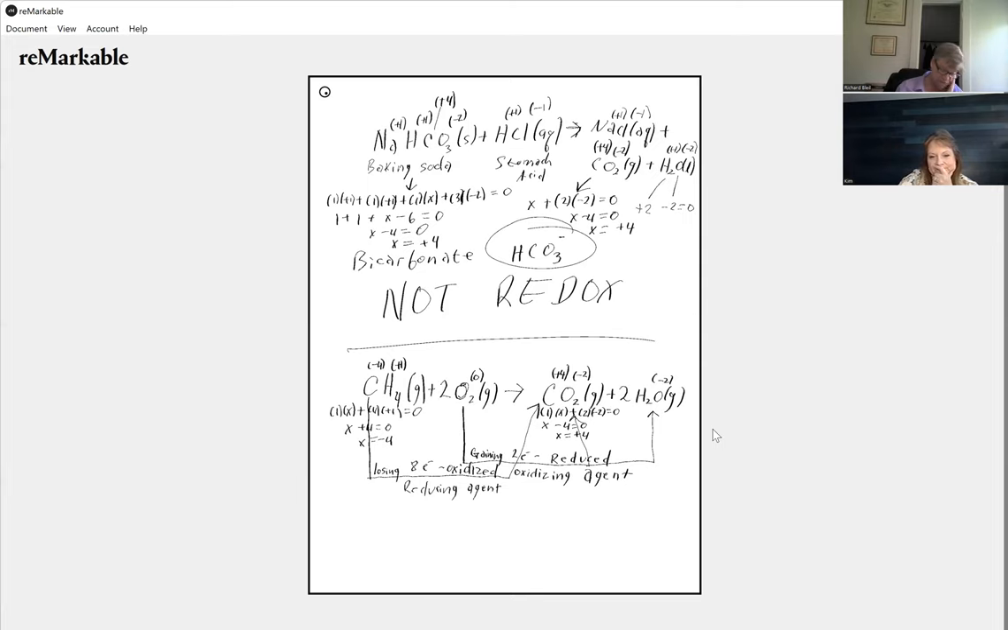We only have 2 oxygens here. So we have 4 oxygens total in our reaction. Each one of them is gaining 2 electrons. 4 times 2 means that we are gaining 8 electrons total. So the exact same number of electrons that are being lost are being picked up. This is a redox reaction. What is being reduced is oxygen. What is being oxidized is carbon. Carbon is the reducing agent. Oxygen is the oxidizing agent.